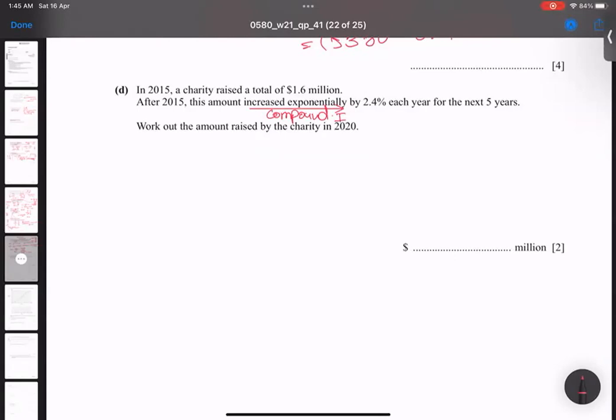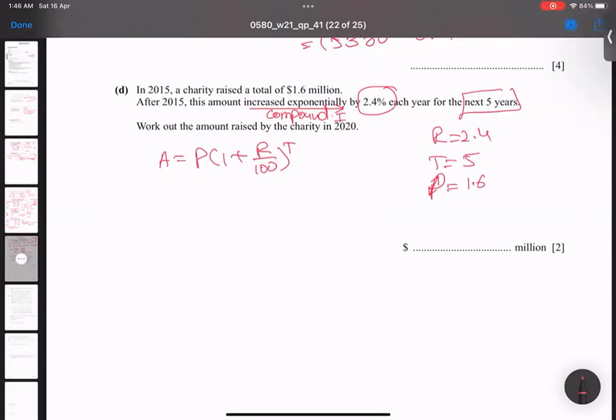So $1.6 million is what the charity raised in 2015, with a 2.4% increase for the next 5 years, giving the amount raised in 2020. The formula is A equals P times (1 plus R over 100) to the power T. R is 2.4, as mentioned here, and time is 5 years. P is the principal or investment, $1.6 million, as mentioned on top. So A equals 1.6 million times (1 plus 2.4 over 100) to the power 5. It's just a matter of typing into the calculator: 1 plus 2.4 divided by 100, to the power 5. I'm getting the answer 1.8 million.